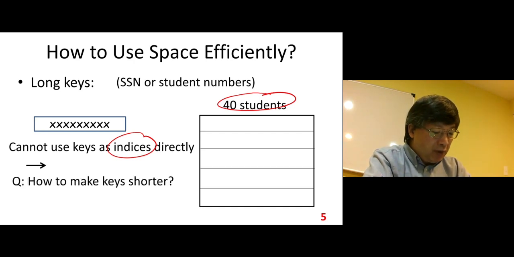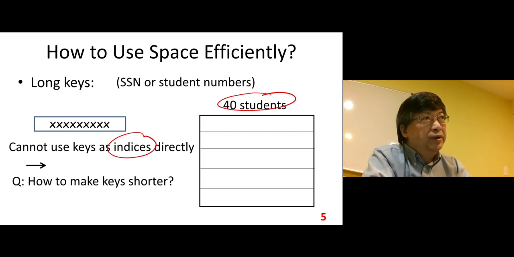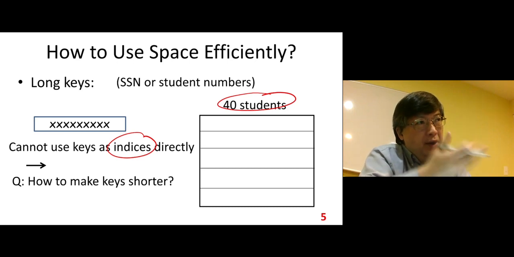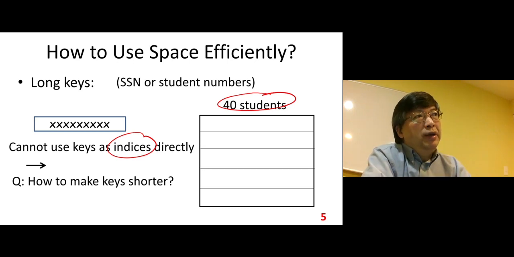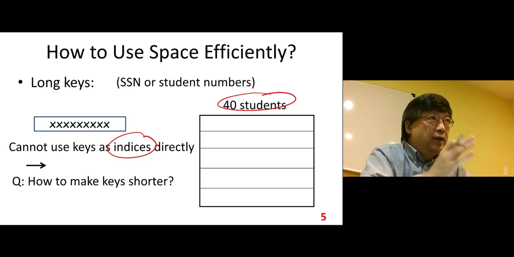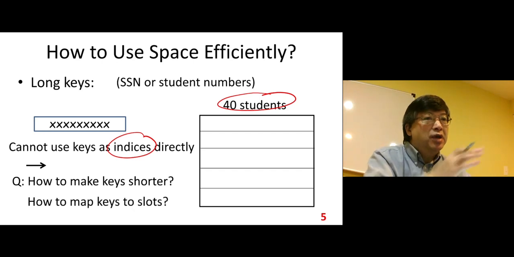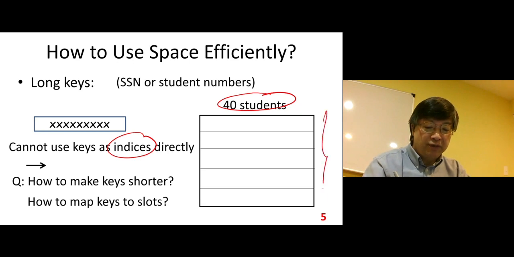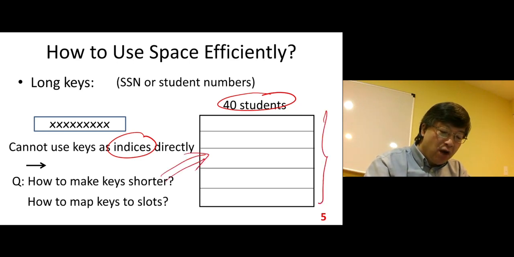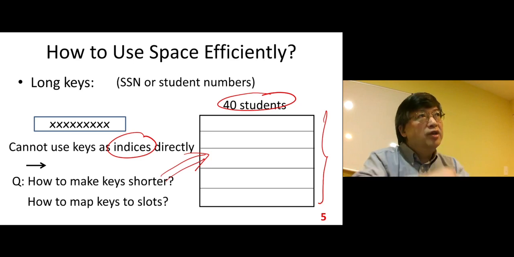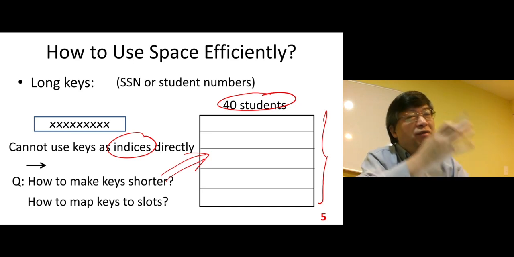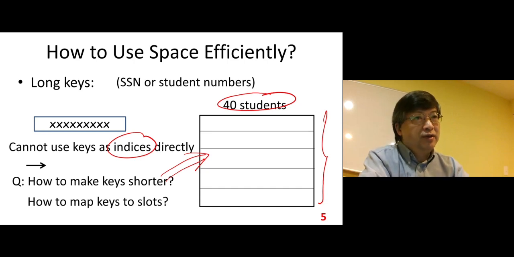In order to solve the problem, how do we make keys shorter, in order to use them as indices of an array? Or the question is, how do we map keys to slots? We only have these 40 slots. How do we map those long keys to these 40 slots? That's the question we need to answer.